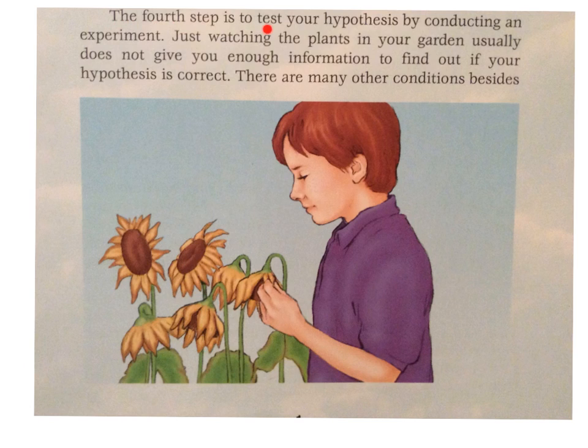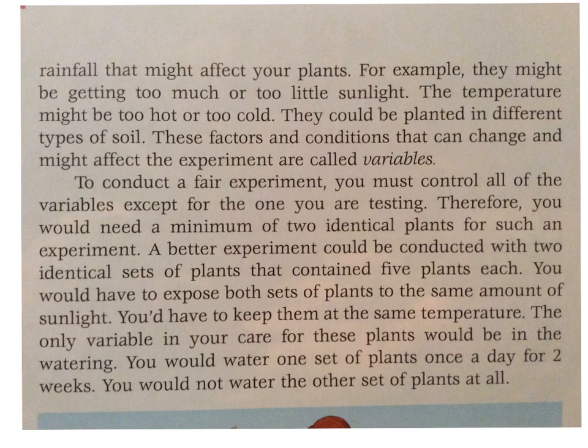The fourth step is to test your hypothesis by conducting an experiment. Just watching the plants in your garden usually does not give you enough information to find out if your hypothesis is correct. There are many other conditions besides rainfall that might affect your plants. For example, they might be getting too much or too little sunlight. The temperature might be too hot or too cold. They could be planted in different types of soil.